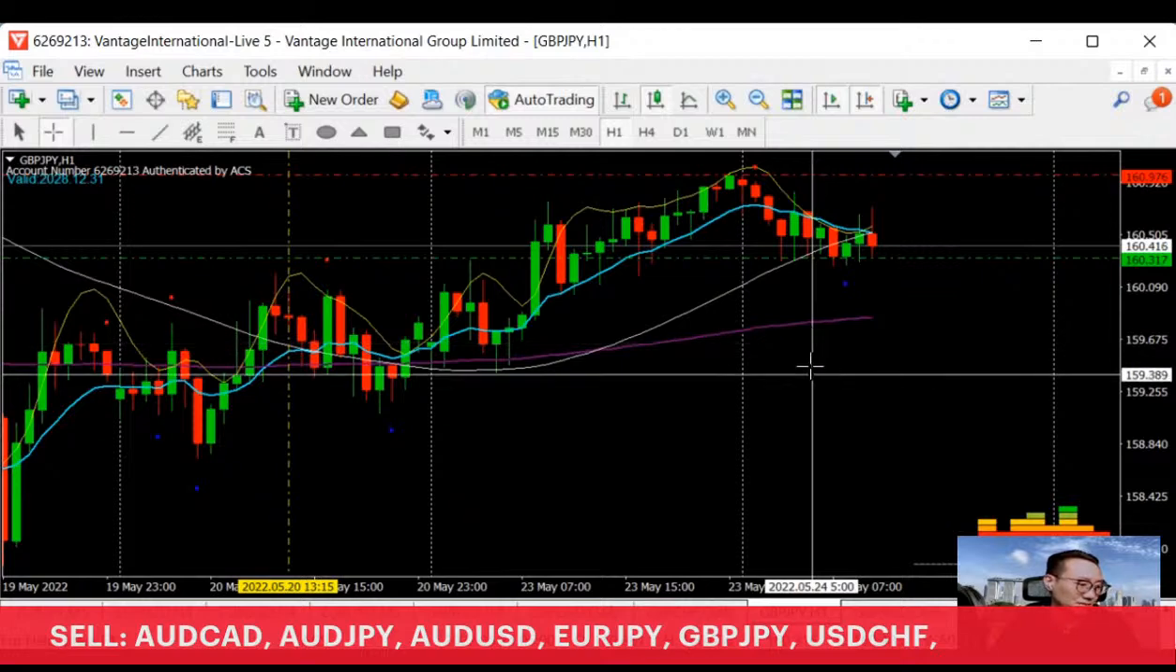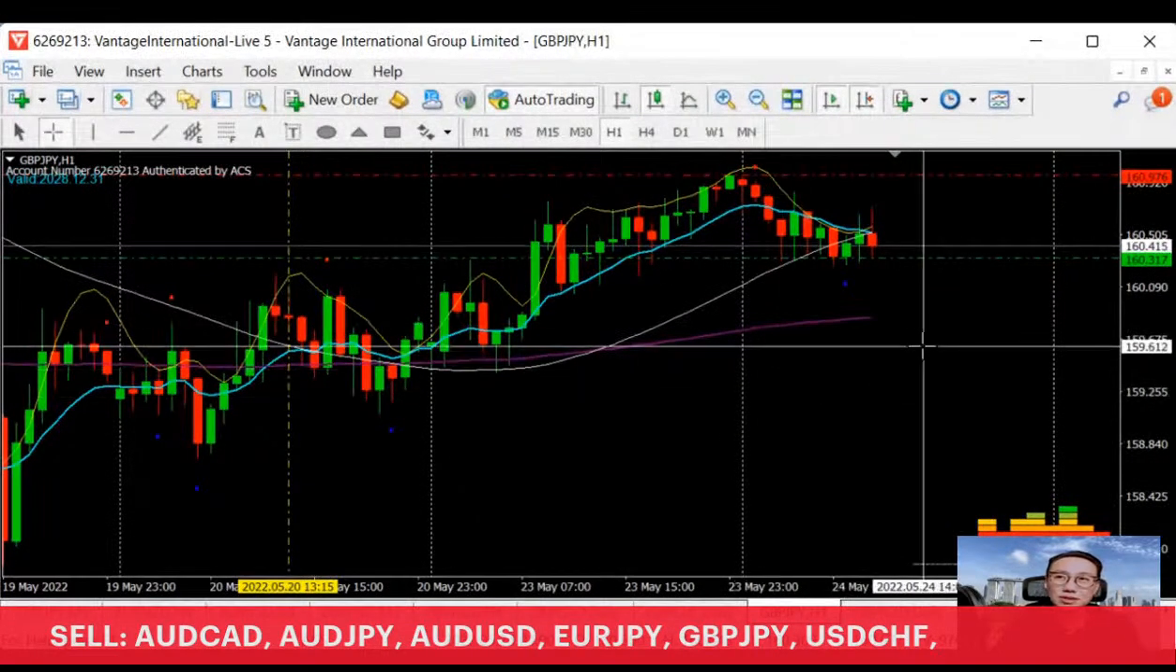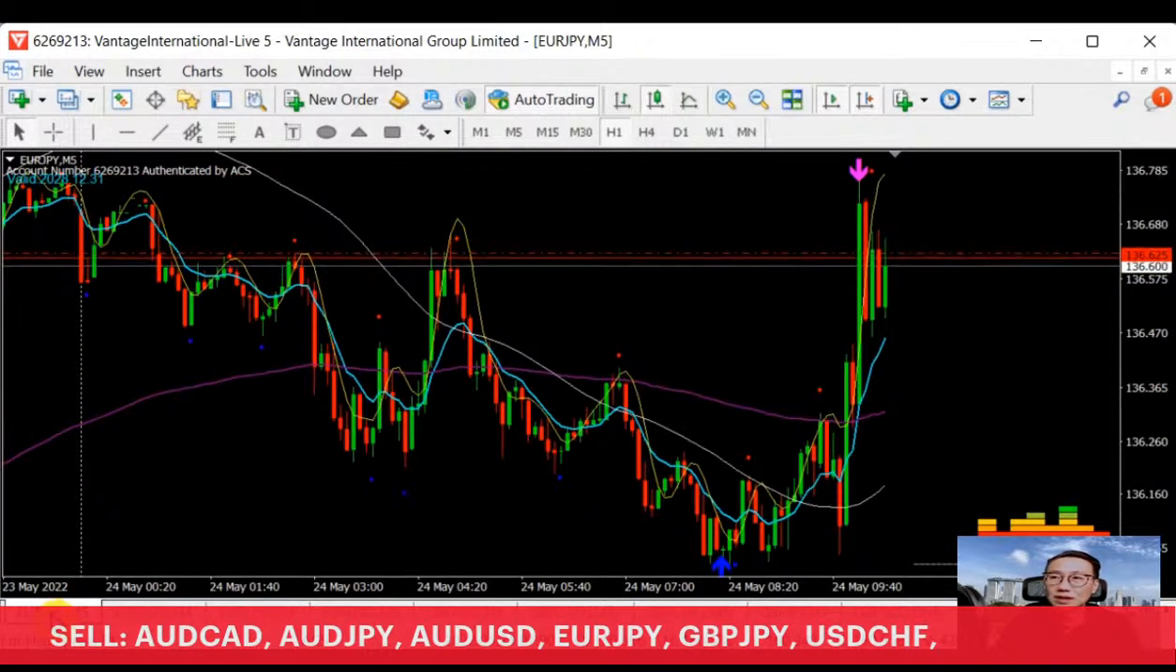Hang on, hang on. No, I don't see that. The turbulence level is too strong over here. So again, now let's take a look at Euro Yen.